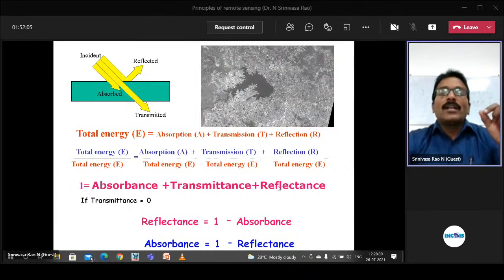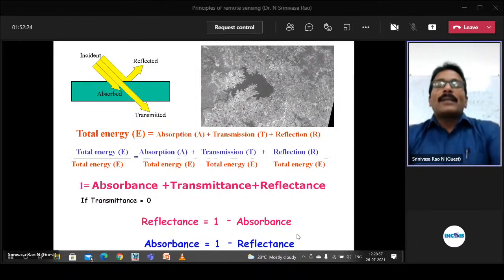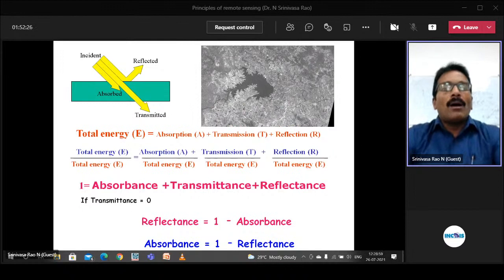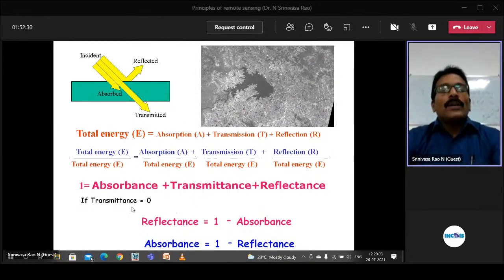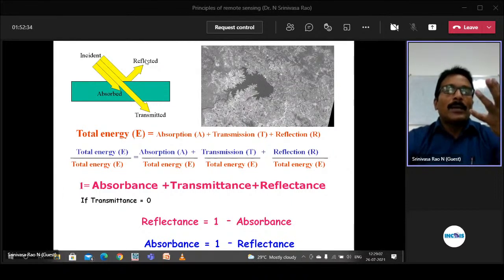Now in this equation, if it is non-transparent, that means non-water bodies, the transmittance is 0. Then the equation changes: reflectance equals 1 minus absorptance, and absorptance equals 1 minus reflectance. But the thing is, through our eye or through the sensor, if any light falls on a target, it is the reflected light only that we are capturing.